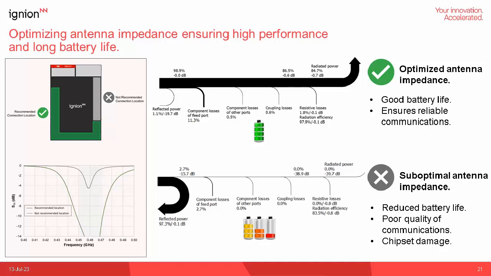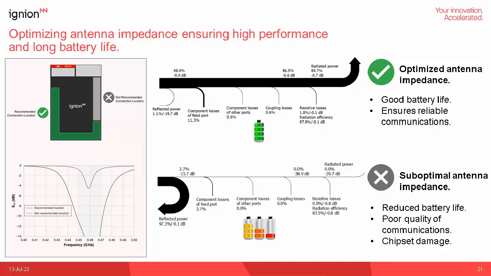Of course, environment and power settings matter, and following all the steps mentioned before, such as you can see in the image on the left in the slide, the proper pin connection. By fine-tuning the matching network for your final smart meter, for your final prototype, we will see that the power injected by the module is totally directed to radiated power, having an optimized antenna impedance, which means good battery life and ensuring reliable communications and robustness.